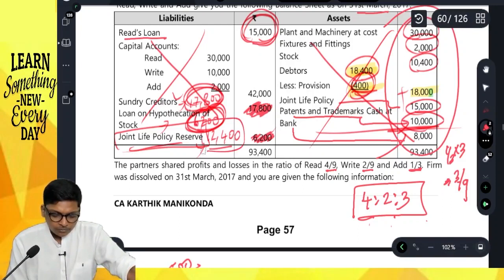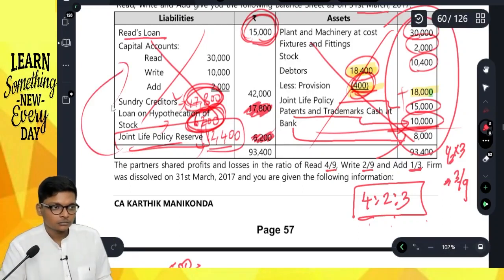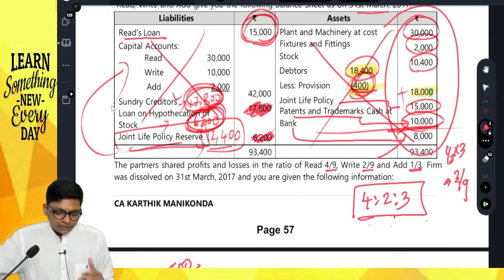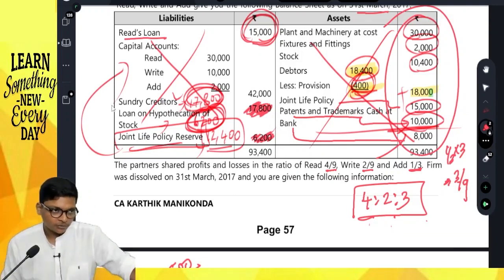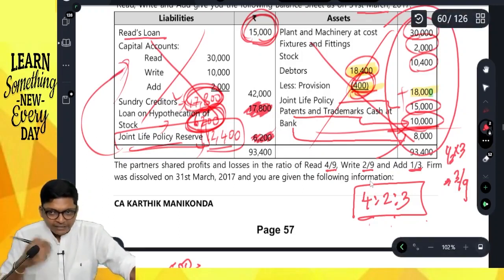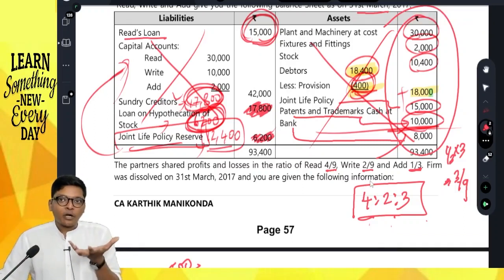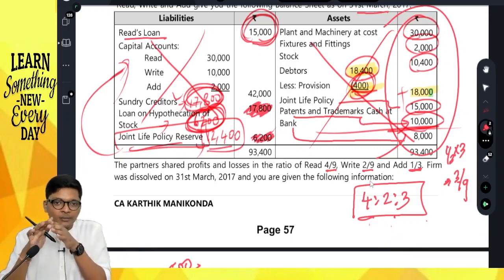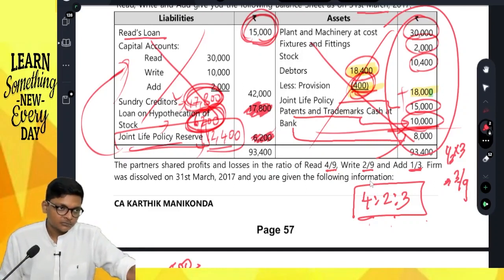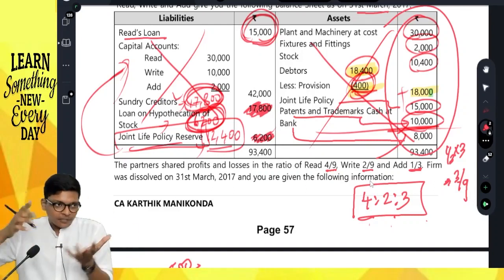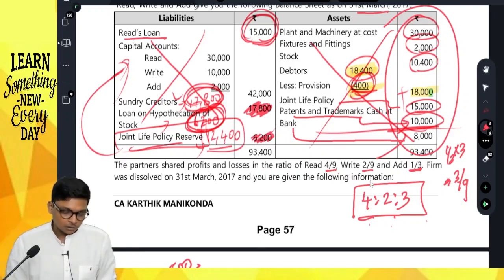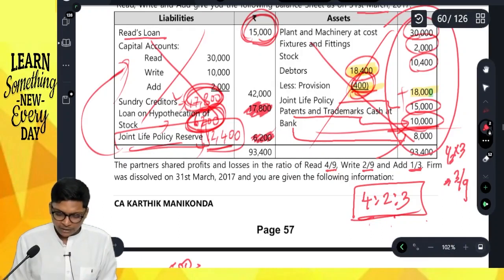No. See, why are you taking it based on capital? No. It's paid out of the profits earned by the firm only. Profits earned by the firm only. In that, even the winnings or whatever gain you get later, it's a policy taken in the firm's name for partners. So when firm gets the policy, also that profit will be given to partners in profit sharing ratio. It's not a policy taken by partners. It's a policy taken by the firm, joint life policy by the firm for the benefit of the partners. So on what benefit of partners? In the profit sharing ratio of partners. So 12,400 in the ratio of 4:2:3. How much are getting, guys?